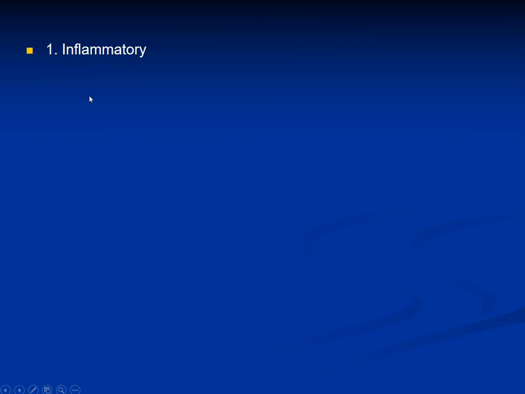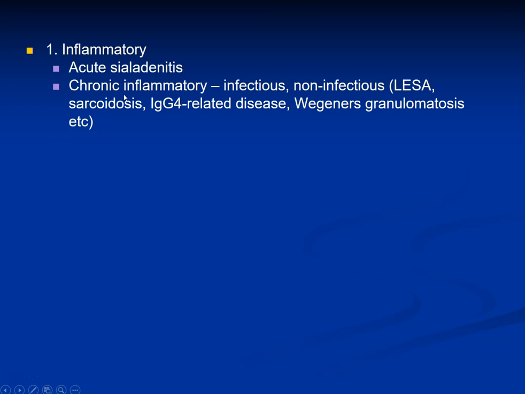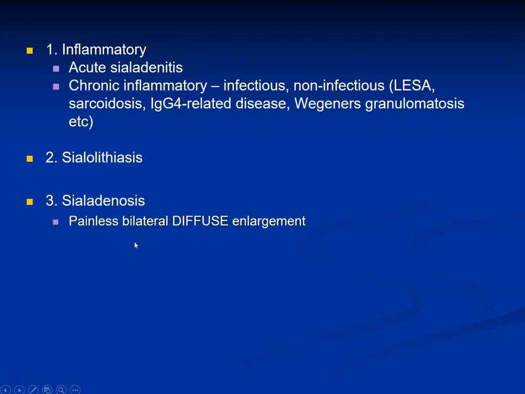So some clinical context or some examples would be inflammatory lesions such as acute or chronic sialadenitis, and the chronic inflammation could be in several different settings, for example, infectious or non-infectious, lymphoepithelial sialadenitis, IgG4 disease, etc. And sialolithiasis, sialadenosis. Again, this is very important because this condition usually gives rise to bilateral gland enlargement, and also in some specific clinical settings.